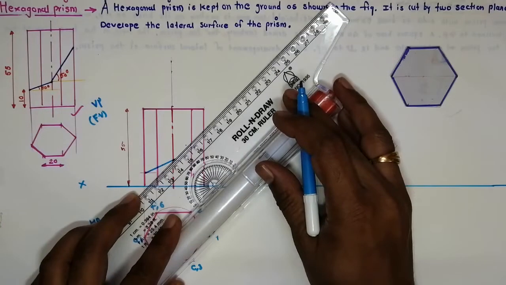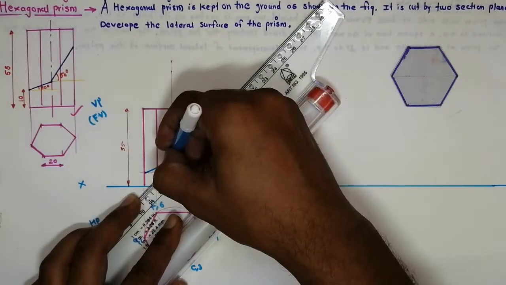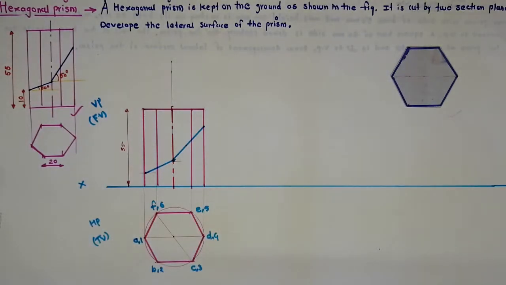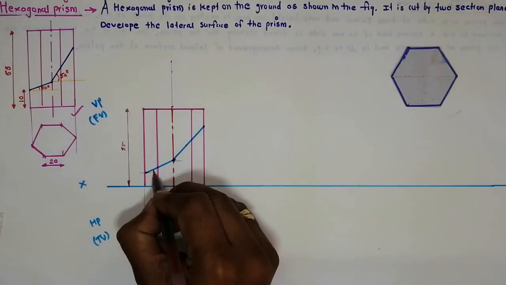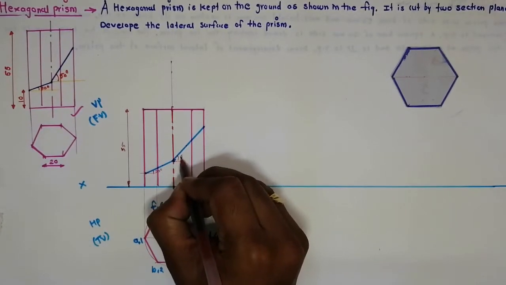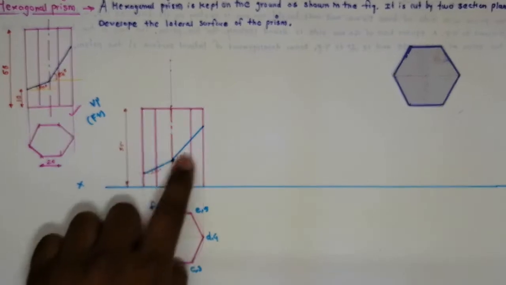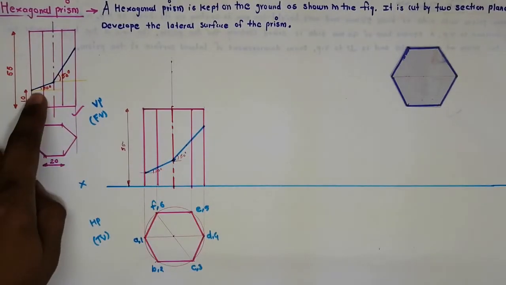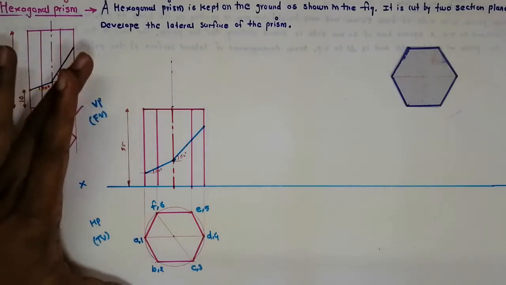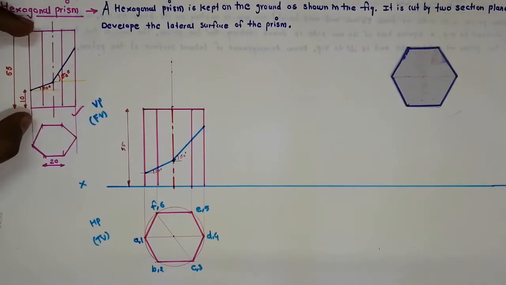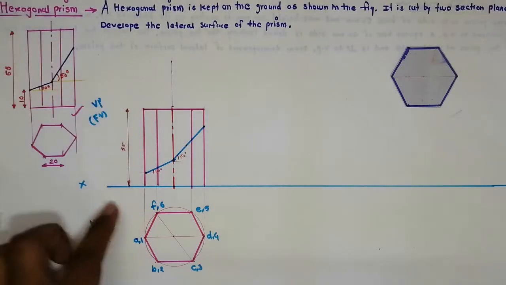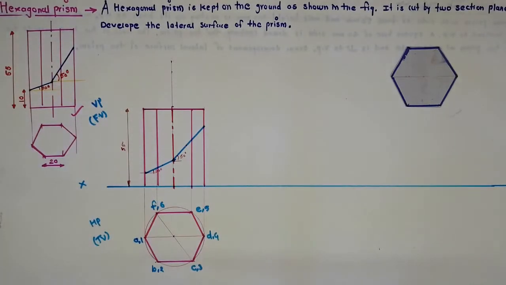Now join this cutting plane. Okay, so this is another cutting plane. So this angle is 30 degrees and this angle is how much? This is 50 degrees. So we have drawn two cutting planes. One is inclined at 30 degrees, another is inclined at 50 degrees. Okay, so given the front view along with the two cutting planes we have drawn here, we have drawn the true shape of the hexagon also.